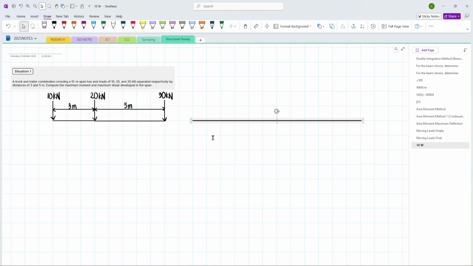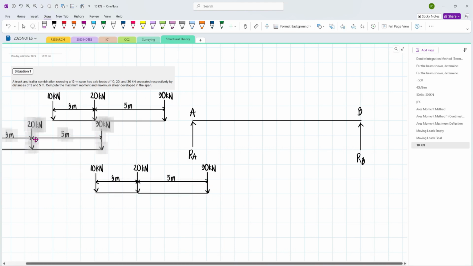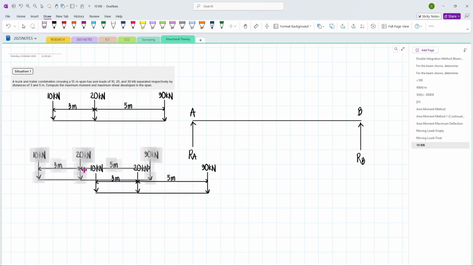So once we add the loads, then we can automatically see if some of the loads would be outside the span or kung pasok lang lahat. So label natin yan as point A, ito naman point B. Then this is RA. RA saka RB. Ayan. So, for the first question, we have to compute the maximum moment. Now, to do that, we will first solve the resultant of the 3 forces. Ayan, parallel force system lang yan.